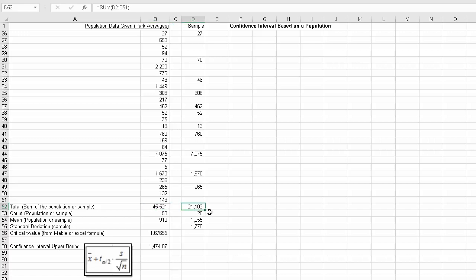My sample is 21,102. There's my count, my population or sample, right? Sometimes the variable n is being used to represent that. Sometimes big N, little n, right? All right. So then we have a mean, which is the average of the population. Here's the average of the sample. Now, in order to come up with a confidence interval, we have to come up with a critical t-value. And you can get this from a table or from Excel.